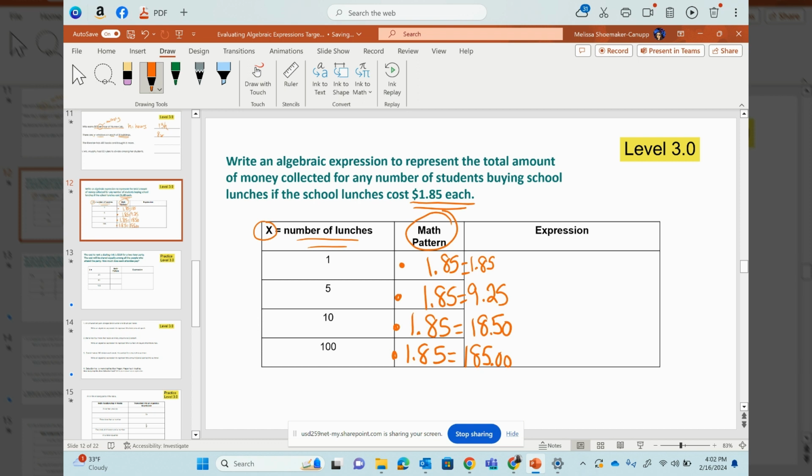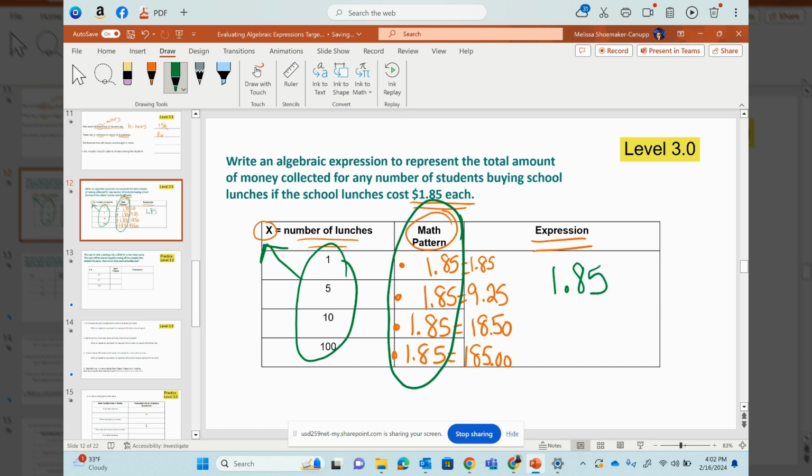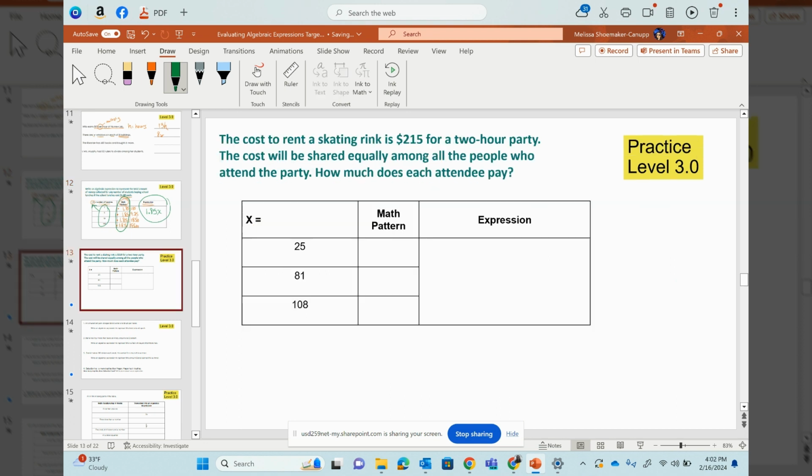Okay. Now, we're going to write over here the expression because what I'm going to do is instead of these numbers, I'm going to use X. So I know for every lunch, the math pattern was to multiply it times $1.85. X times $1.85. Remember, we're going to write the X on the right-hand side smashed up against. This is what we're shooting for. Okay. Now, this one is a little bit different. Let's talk about it real quick before we end this video.